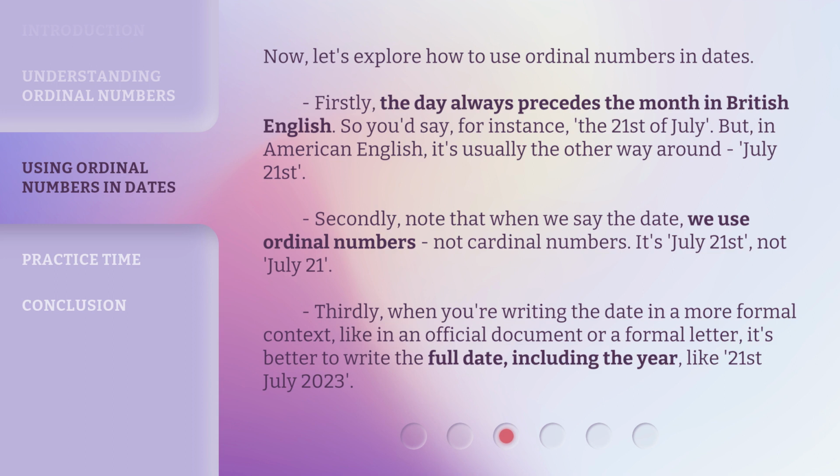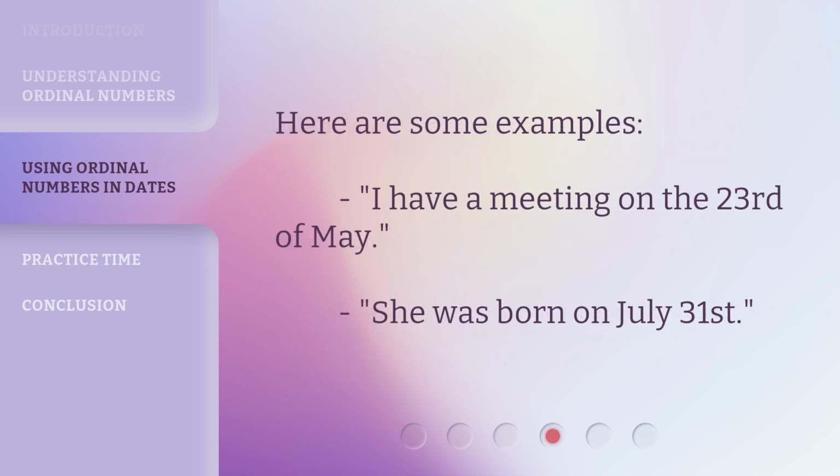Thirdly, when you're writing the date in a more formal context, like in an official document or a formal letter, it's better to write the full date, including the year, like the 21st of July 2023. Here are some examples. I have a meeting on the 23rd of May. She was born on July 31st.